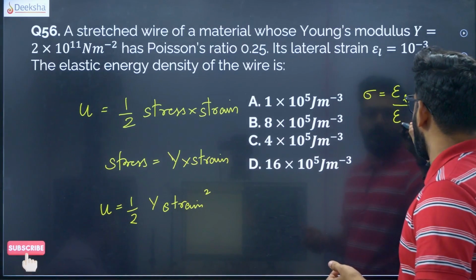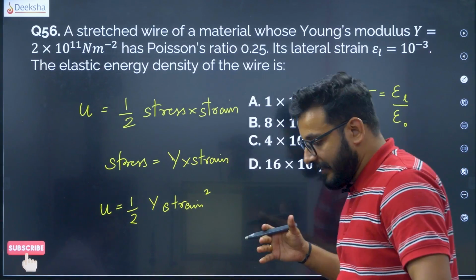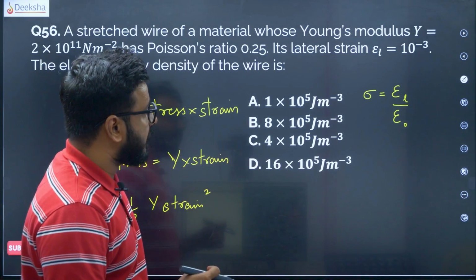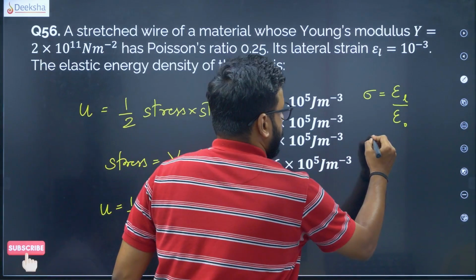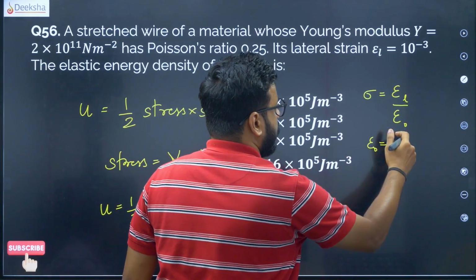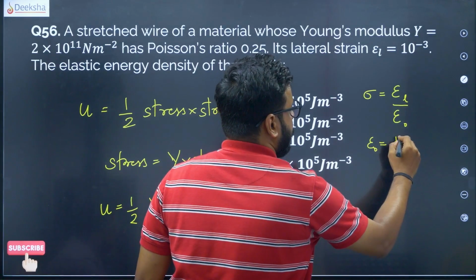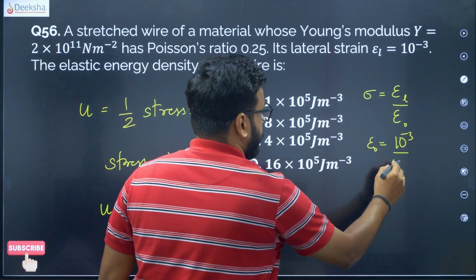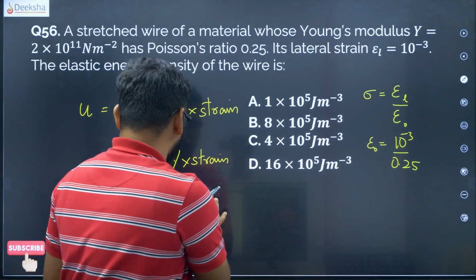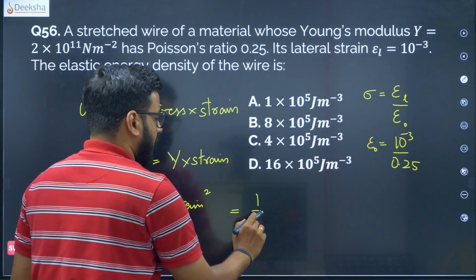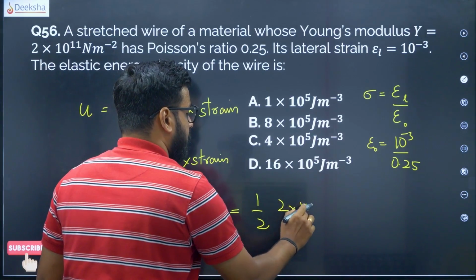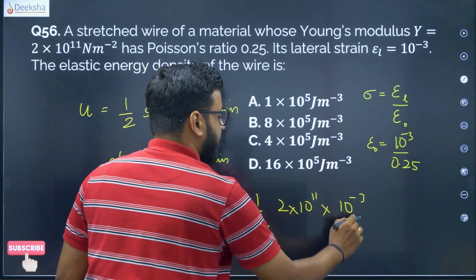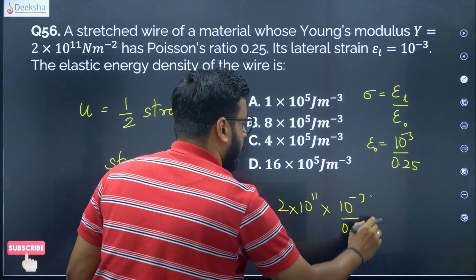So you can put E0 or E1. So you actually need the longitudinal strain here, not the lateral strain. So you can get the longitudinal strain as E0, which is equal to 10⁻³ divided by 0.25. So you can substitute all the values over here. That is a half into 2 into 10⁻¹¹ into 10⁻³ divided by 0.25 whole square.